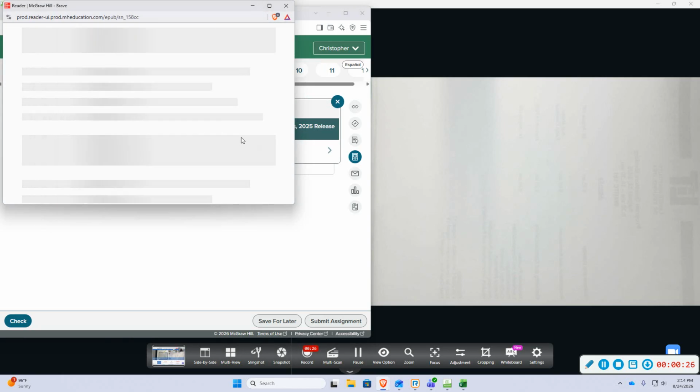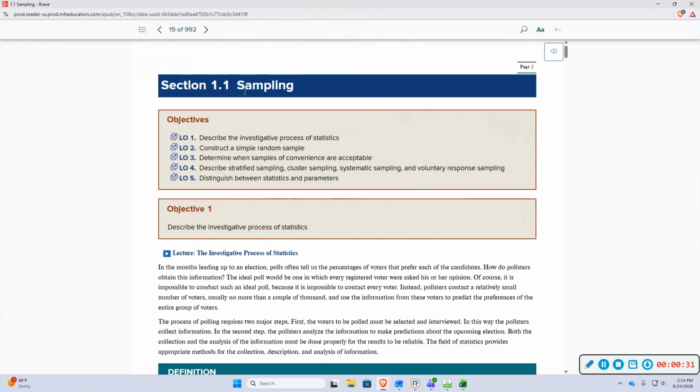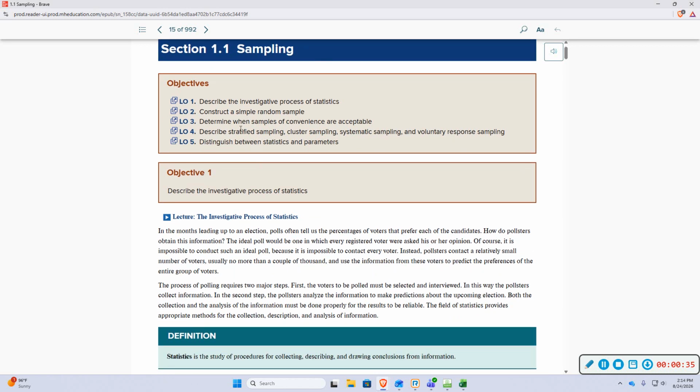And I'm just going to give you an overview and description of each of the terms. So some of what we want to do in this section are describe and investigate the process of statistics. We're going to construct a simple random sample. We're going to determine when samples of convenience are acceptable. Describe stratified, cluster, systematic, and voluntary sample response, and distinguish between statistic and parameters.